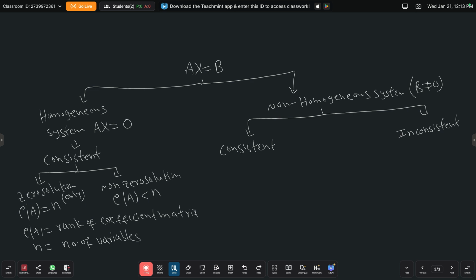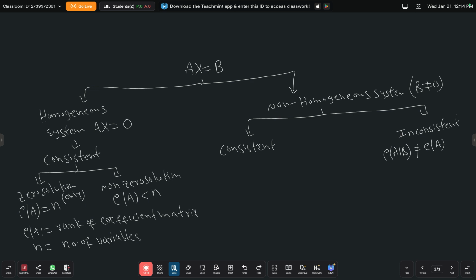We have already defined the augmented matrix, and we can find the rank of the augmented matrix. If the rank of the augmented matrix is not equal to the rank of the coefficient matrix, then the system will not have a solution. Rank of A is different and rank of A over B is different.